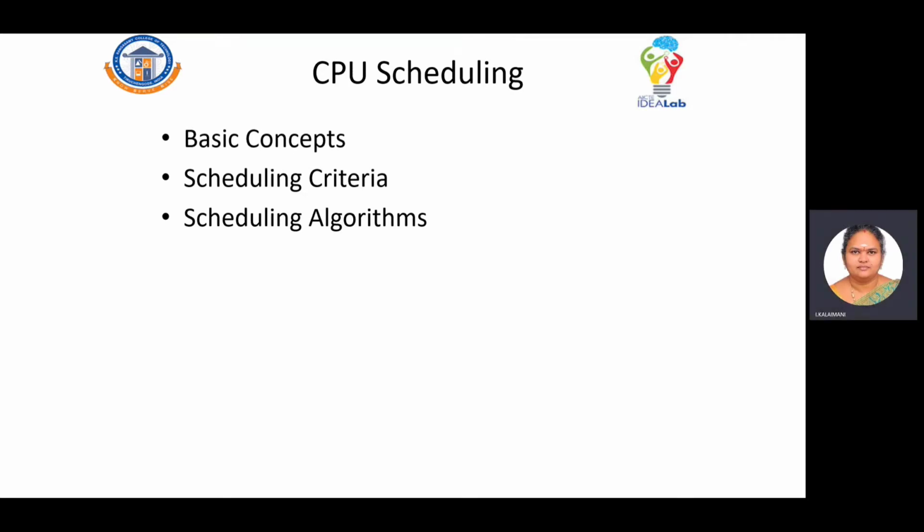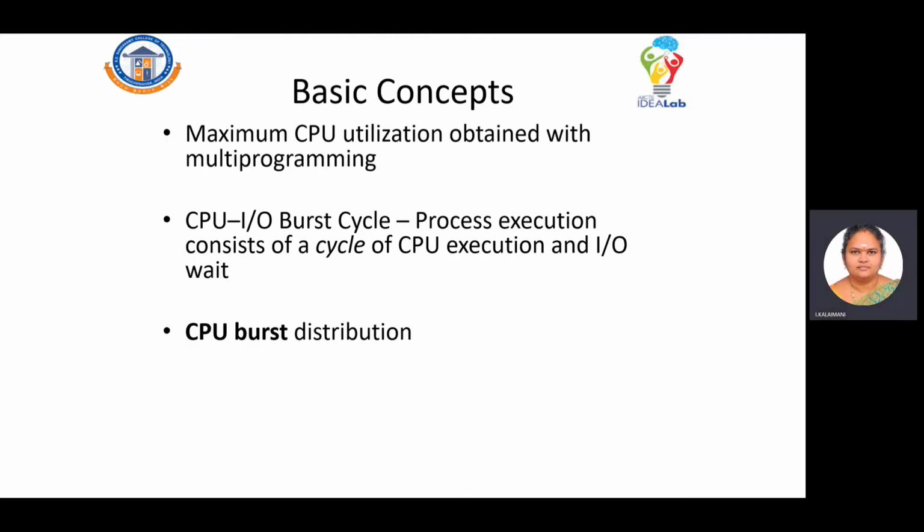When we go for the CPU scheduling, these are the concepts we are going to see: basic concepts, scheduling criteria, and scheduling algorithms. We are not going to see any of the scheduling algorithms in this video. Basic concepts: CPU scheduling should maximize the CPU utilization. It is obtained through multiprogramming. This is the concept of scheduling.